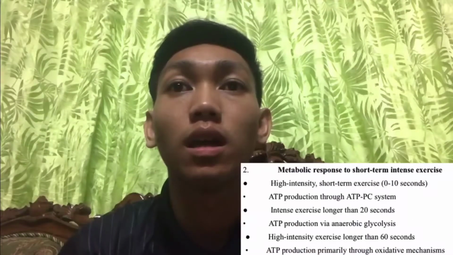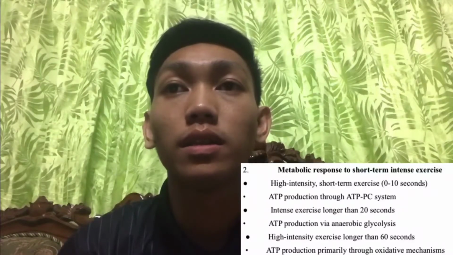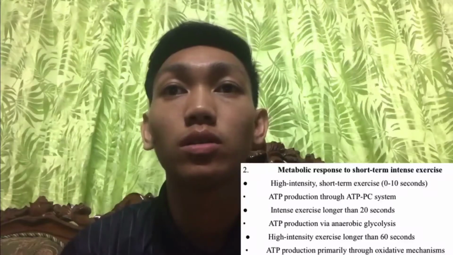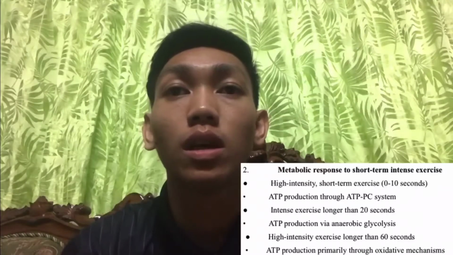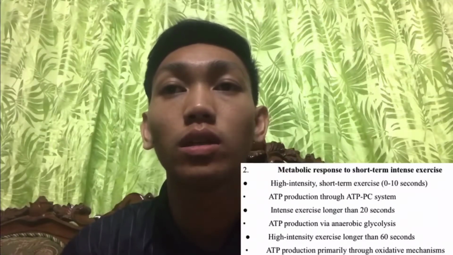For metabolic response to short-term intense exercise, in high intensity exercise less than 10 seconds, ATP production is through the ATP-PC system. For intense exercise longer than 20 seconds, ATP production is via anaerobic glycolysis. And for high intensity exercise longer than 60 seconds, ATP production is primarily through oxidative mechanisms. For metabolic response to incremental exercise, oxygen uptake increases linearly until VO2 max is reached, with no further increase in VO2 with increasing work rate.